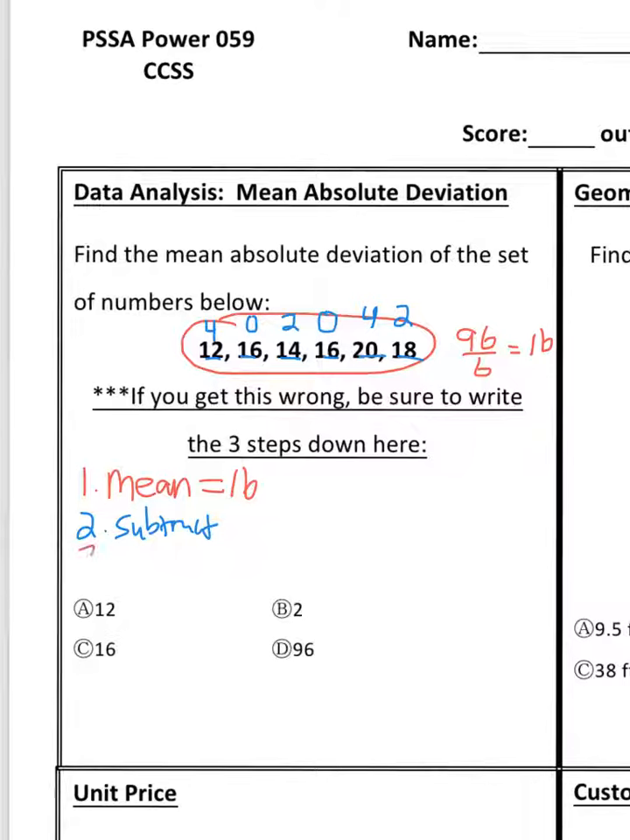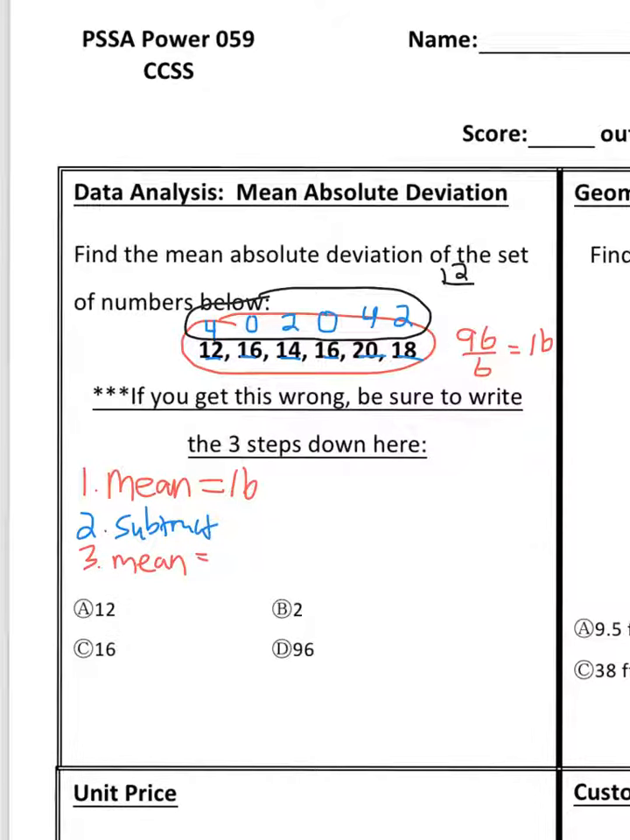And then step 3, you have to find a mean again. That's why I think of it as a mean sandwich. You find the mean, subtract them, find the mean. But this time, we have to find the mean of the numbers we subtracted in step 2. So now I'm going to add up those numbers. So 4 plus 0 plus 2 plus 0 plus 4 plus 2. All of those numbers add up to 12.